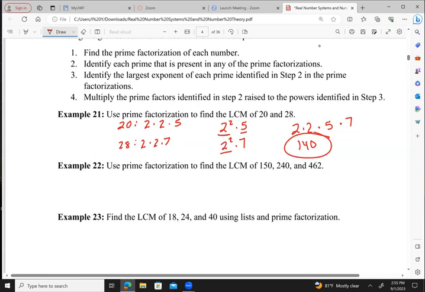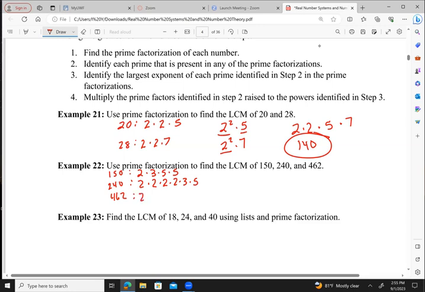So again, let's use prime factorization on 150, 240, and 462. Starting with 150, that's 2 times 75, which is 3 times 25, which is 5 times 5. Going with 240, we have 2 times 120, which is 2 times 60, which is 2 times 30, which is 2 times 15, which is 3 times 5. Okay?